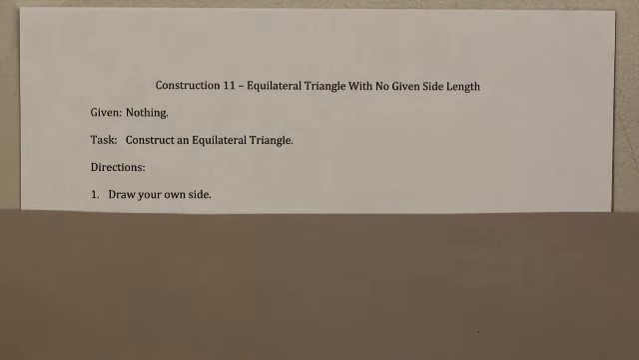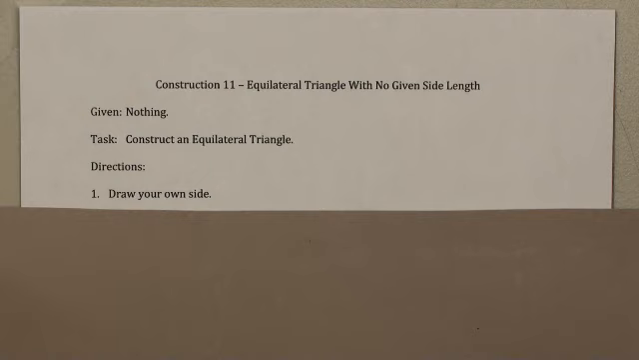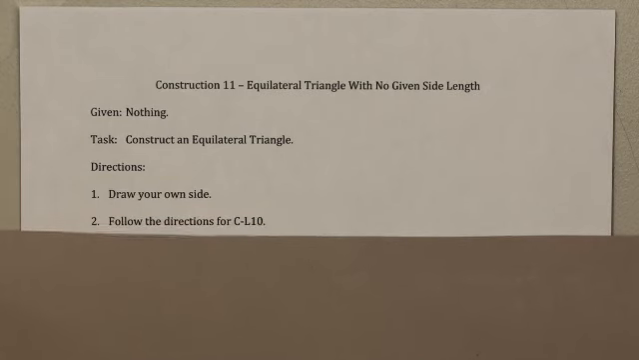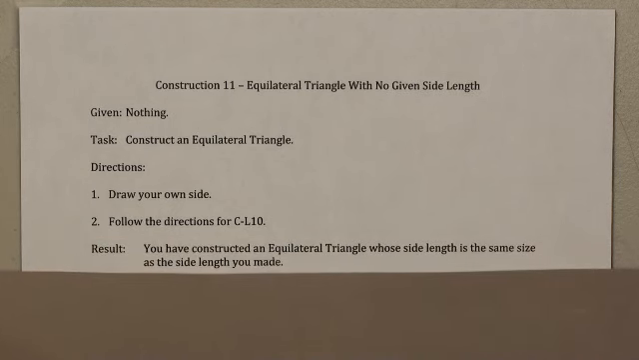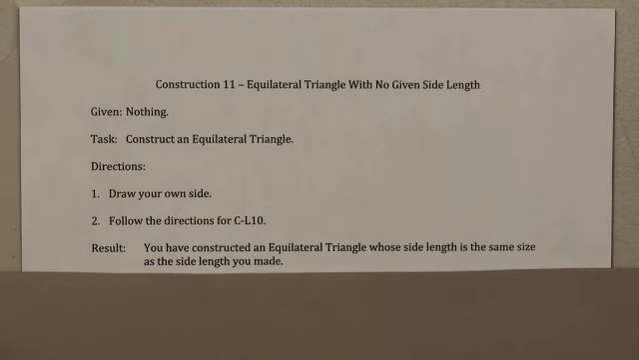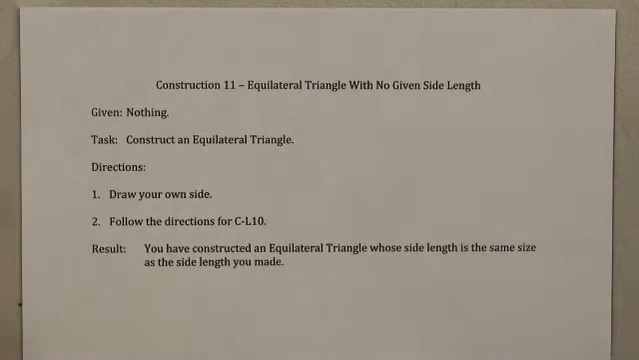The directions are, number 1, draw your own side. So that's really the only difference between this one and the last one. In the last one, they give you the side length. In this one, you're going to draw your own side length. Then you're going to follow the same directions that you did in the last construction, C-L10. And the result will be that you have constructed an equilateral triangle whose side length is the same size as the side length you made. Okay?